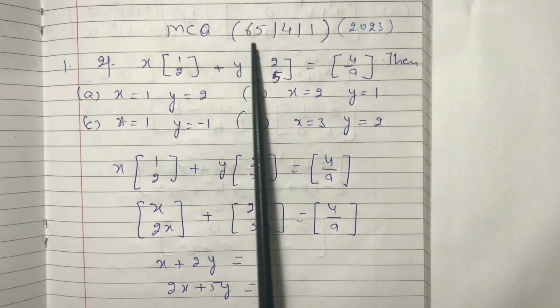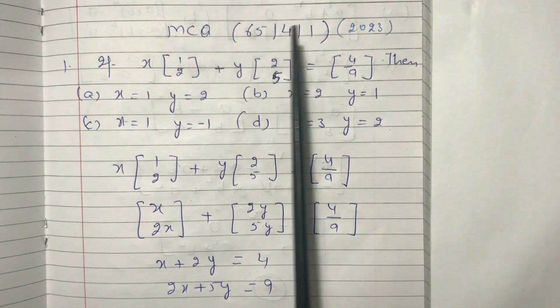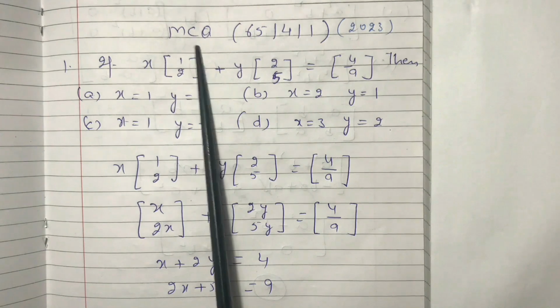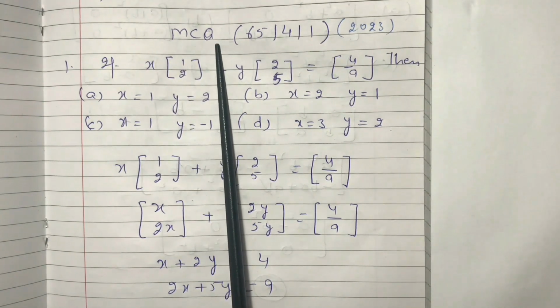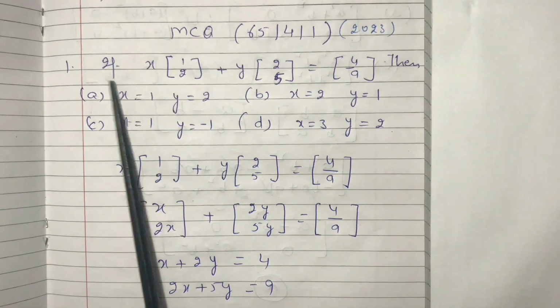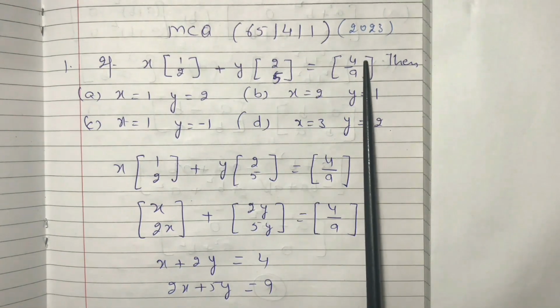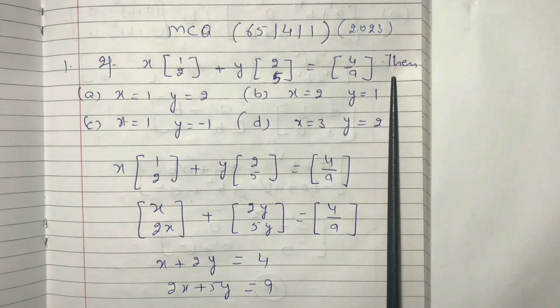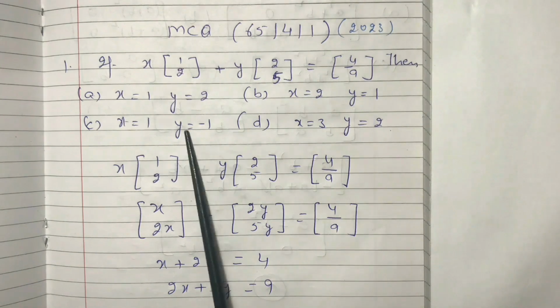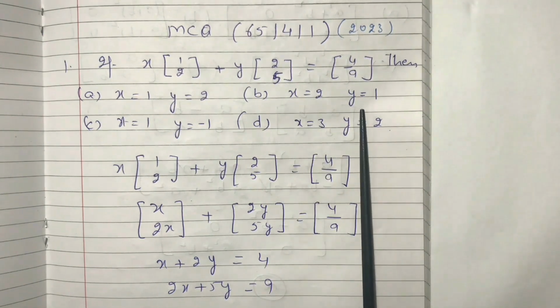Now this is question paper 65/4/1. These I have explained, MCQs here. Now its first question is x/1 2 plus y/2 5 is equal to 4/9. You have to find the value of x and y. There are 4 options. You have to find the correct one.